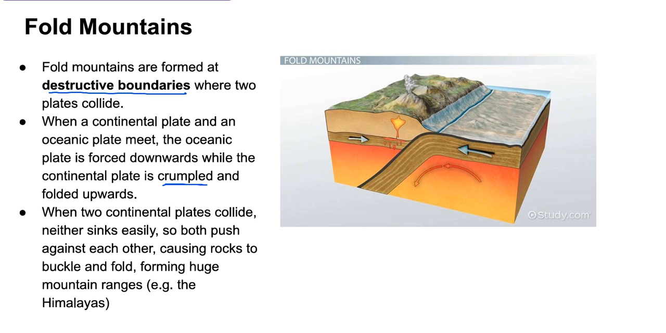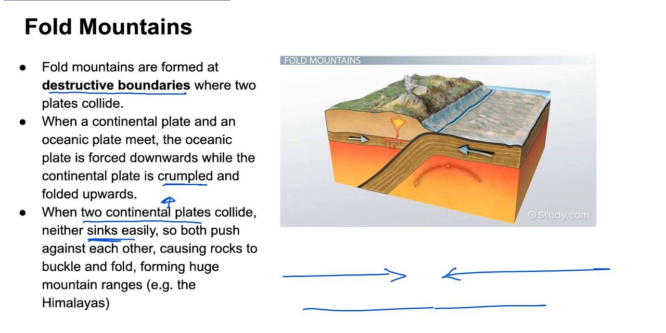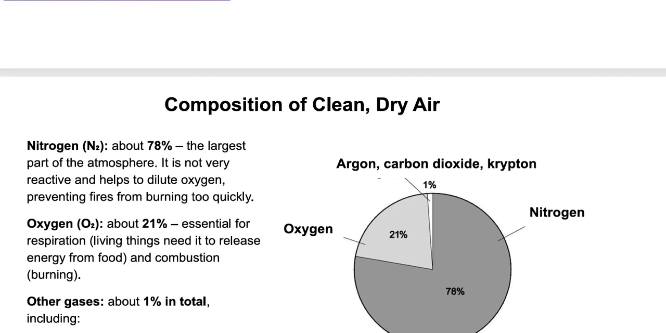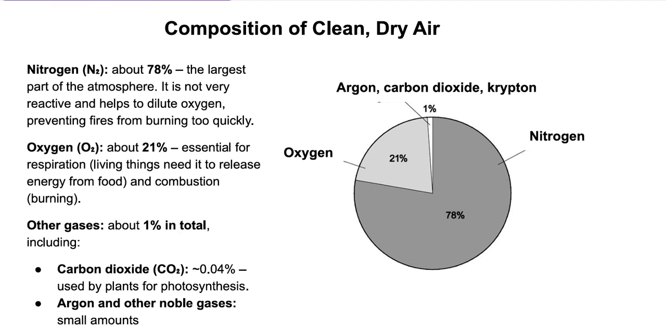Sometimes you can have two continental plates collide. So two continental plates move towards each other. None of them will sink because if it is a continental plate, both of them have the same density. So as they move towards each other, none is going to go down. As both of them meet, because of the force, they'll begin to fold and lead to what? A fold mountain. So both push against each other, causing rocks to buckle and fold, forming huge mountain ranges. Example is the Himalayas.